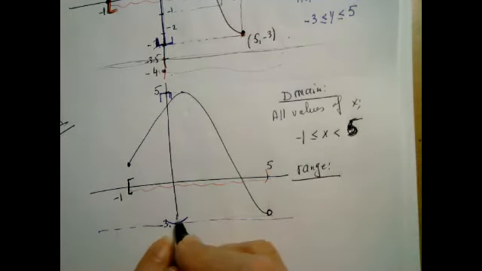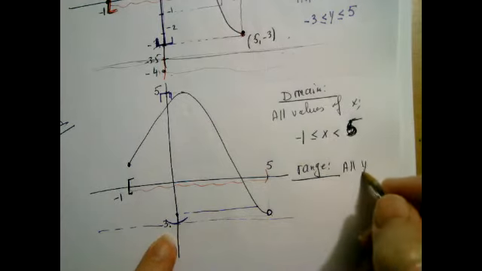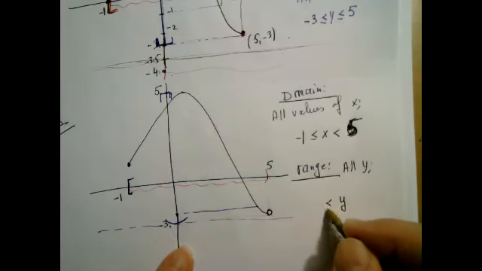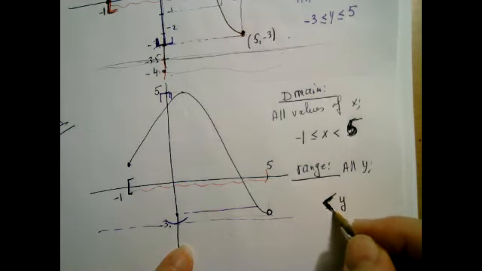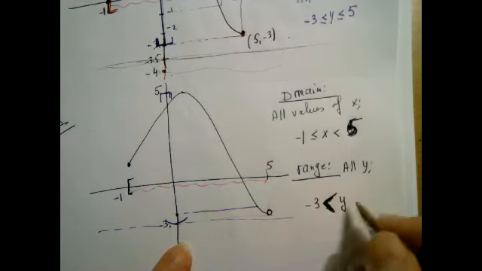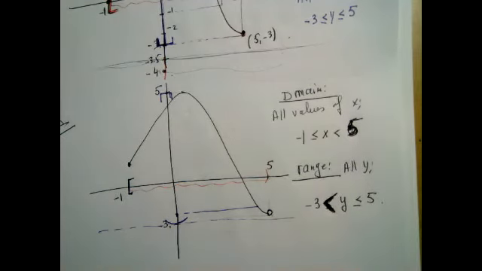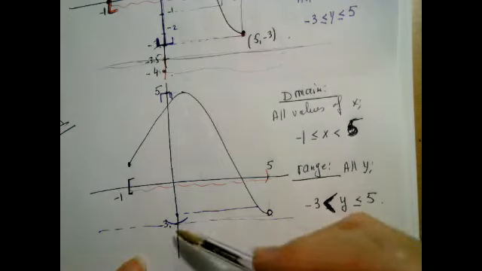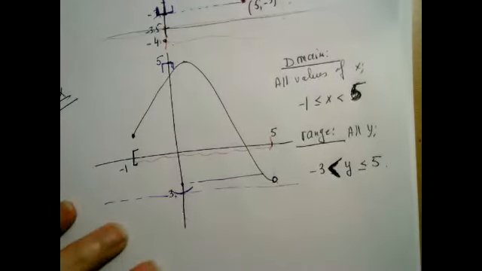However, if I move a tiny bit away, I take here, this is in the range because there is something assigned to it. So the only change here is going to be all y's such that y is strictly between -3 and less than or equal to 5. So that's really the range here. I exclude -3 because there is no x that's giving me a -3.